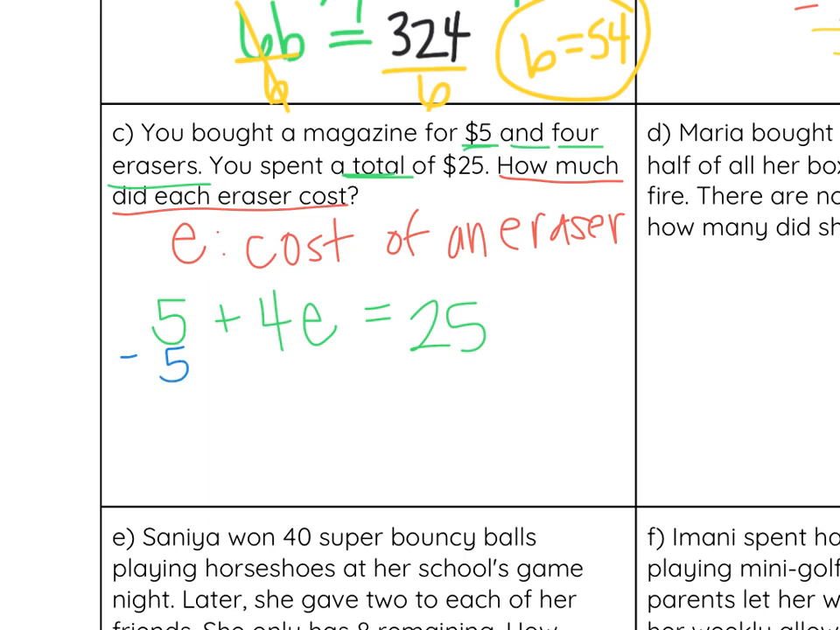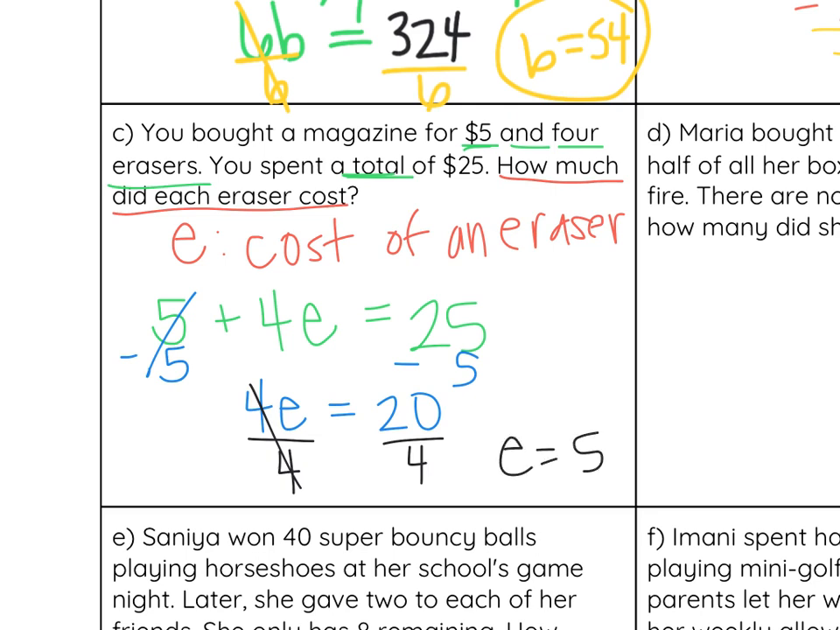I'm going to subtract 5 because this is a positive 5, and I have to do inverse operations. So then I have 4E equals 20. Remember, 4E just means 4 times E. So to undo multiplication, I have to divide on both sides. So E is equal to 5.